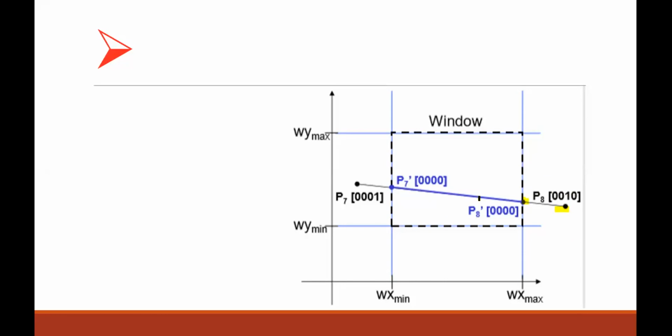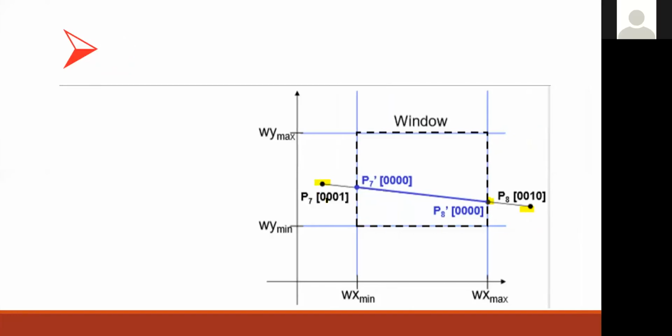Now keeping this as one of the references, we select the other point that lies outside. So here the point is 0001. We again apply the bitwise AND operation and again get 0000. Then we will again apply our algorithm, and once we apply it, we will get this point of intersection, which will be P7 dash, and we will update P7 to P7 dash and update its region code to 0000.